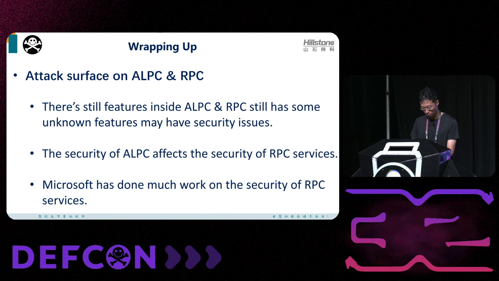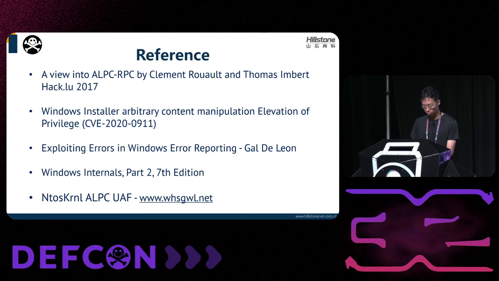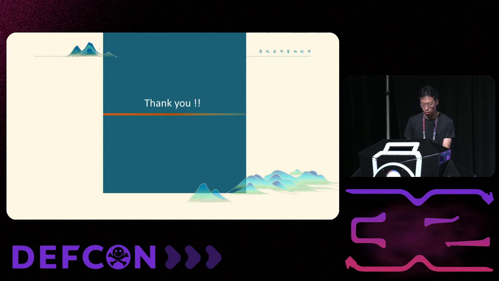For the type of service we mentioned in the talk, there are still many special features in ALPC and RPC that we need to examine, and the security of ALPC actually affects the security of RPC. For Microsoft, we can see it has done great, tireless work on the security of RPC services. Although we found bugs in the RPC services, we still needed to find an exploitable service, and the parameters still had to meet very strict bars. And this is the reference of our talk.